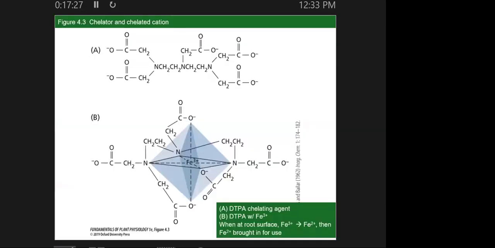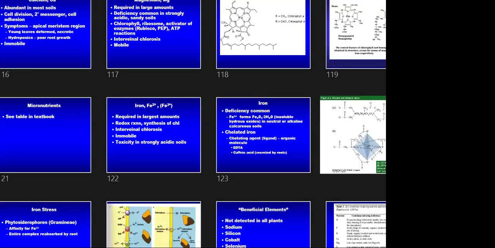So here, this is just trying to show the ferric form, Fe3 plus in the lower image here is chelated. So this is DTPA chelating agent. So you can use DTPA in the lab. And if you have to work with ferric chloride, for example, or something like that. But plants can do it. So plants are secreting caffeic acid for iron.